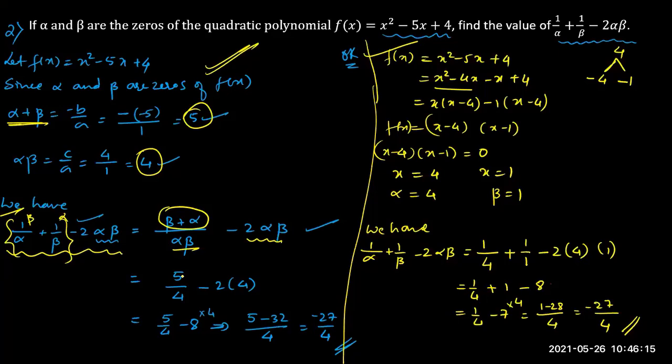So that is 5. And alpha into beta is 4. And 2 as it is. And alpha into beta is 4, that I kept here, 4. And 2 into 4 is 8. And 5 by 4 as it is. Now LCM is 4. And into 4 will multiply, 5 minus 32, that is minus 27 by 4. Is it clear, Shashank? Yes, sir.